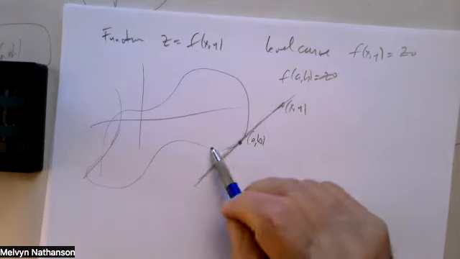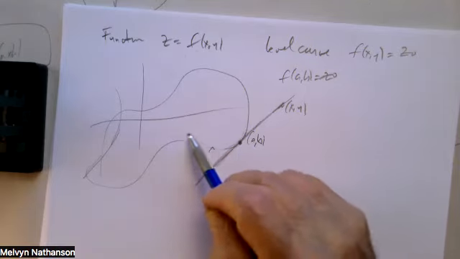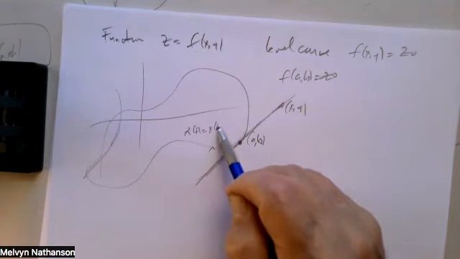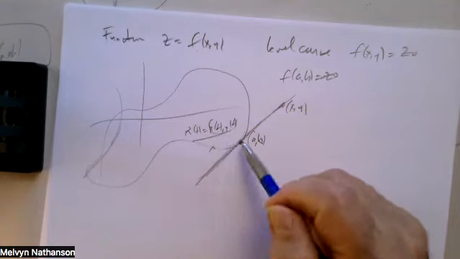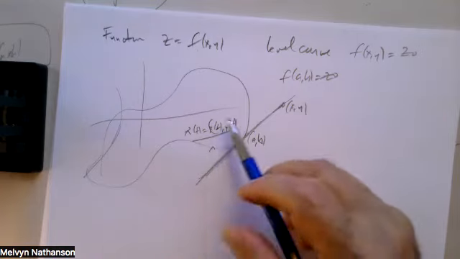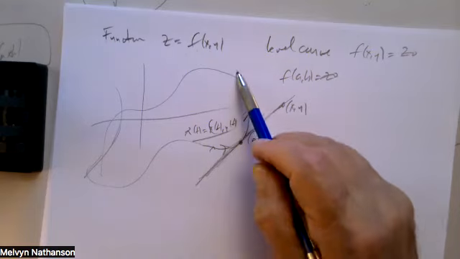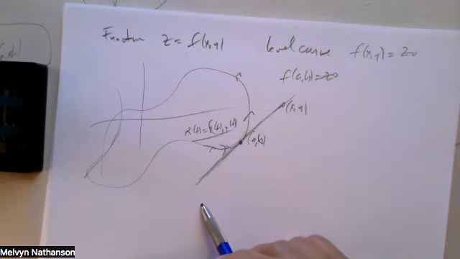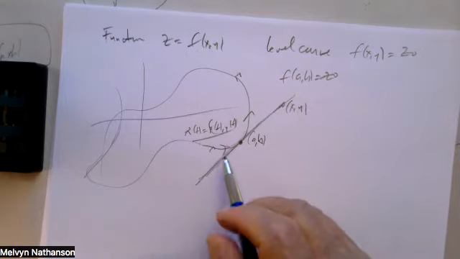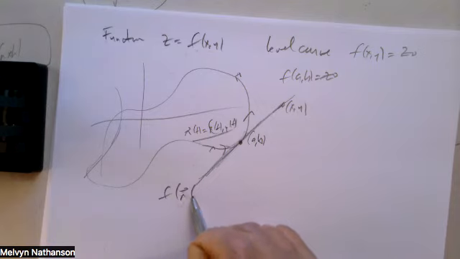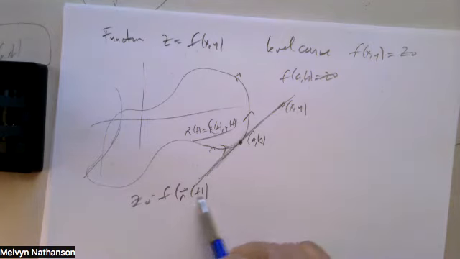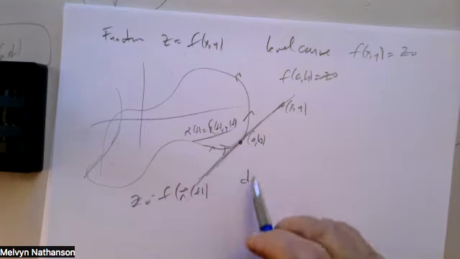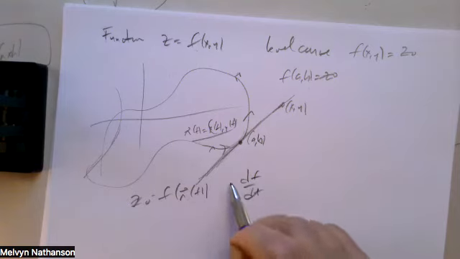So suppose this curve is parametrized by r of t equals x of t comma y of t. Right, so as t varies through some interval of the real numbers, you're going along this curve. So f of r of t is always equal to z naught. It's constant. So if I take this function of t, df/dt, I know that's zero.